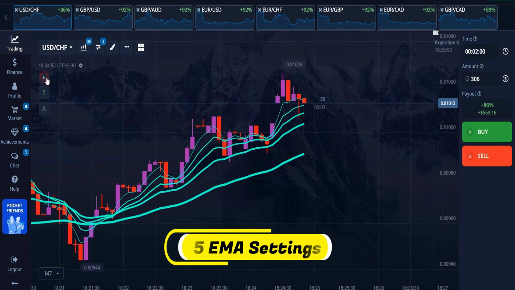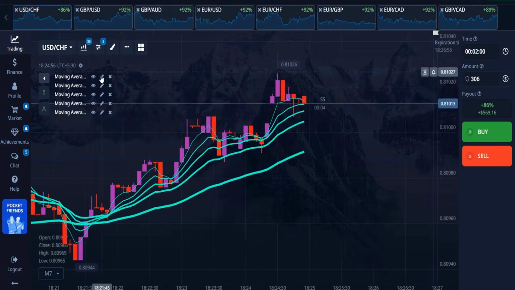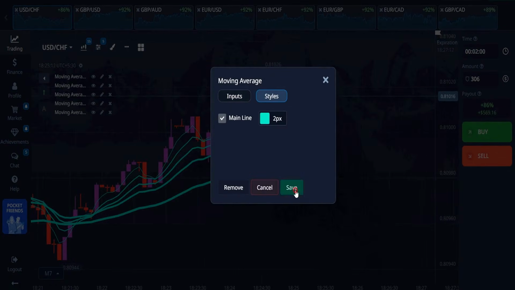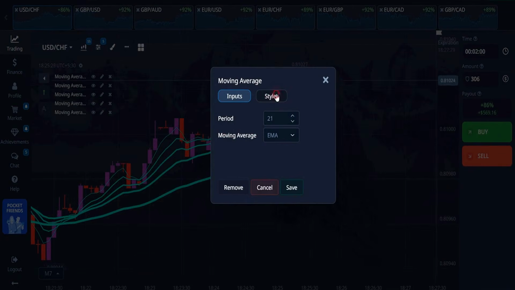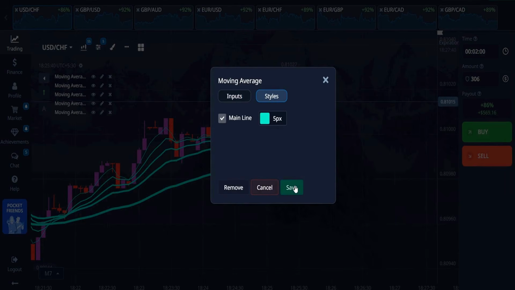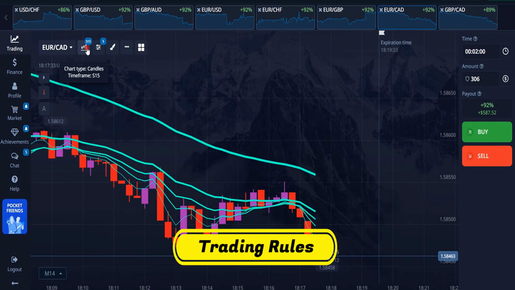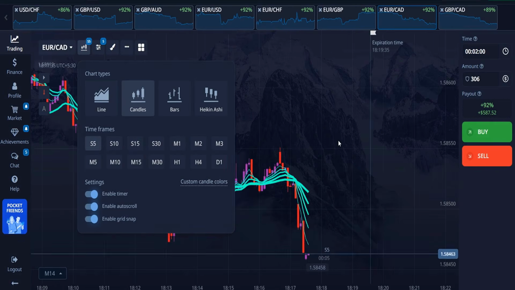Let's set up our 5 EMA indicators on Pocket Option. EMA settings: EMA 1, period 4, EMA 2, period 8, EMA 3, period 13, EMA 4, period 21, EMA 5, period 50. You can choose any color and line thickness as per your style. Just make sure they're clearly visible. Candle time frame, 5 seconds. Trade expiry, 2 minutes.